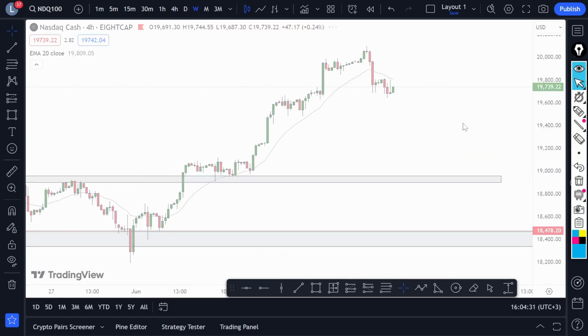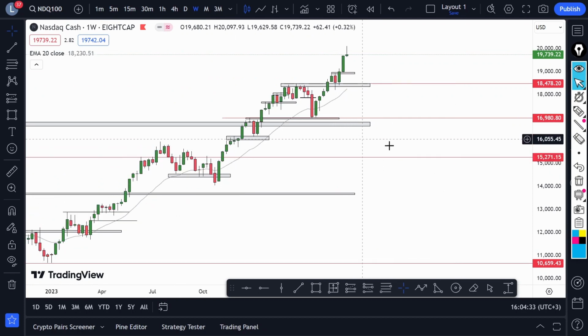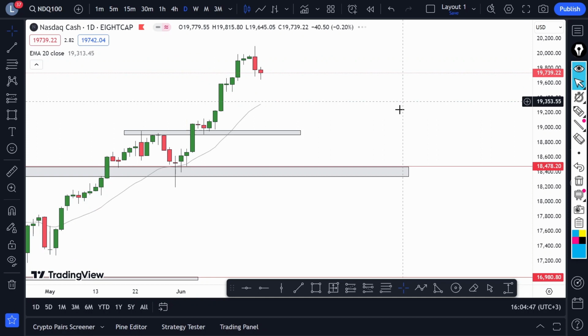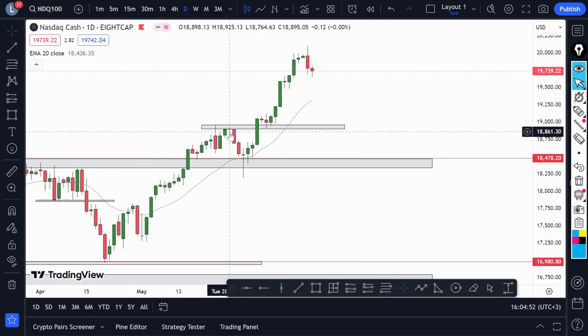I'll be targeting zones identified on the higher time frame. We'll go to the weekly. We do have a key swing point coming in around the 18,465. The figures might be different depending on your broker, because for indices the prices are slightly different. But for the NASDAQ and other indices like the S&P, I'll be looking for retracements towards some of these key swing points that you're seeing highlighted here. These are nice key swing points because they offer the best buy areas.